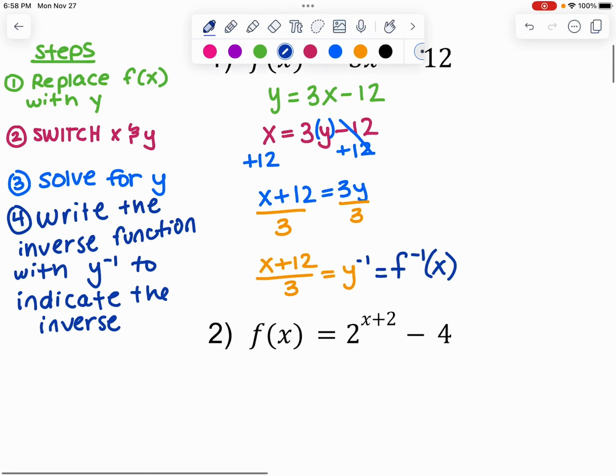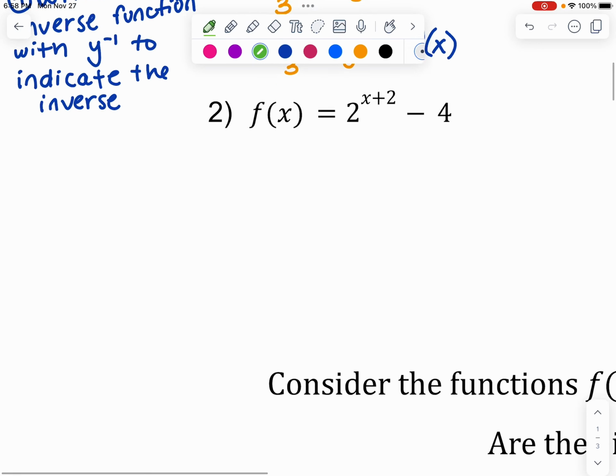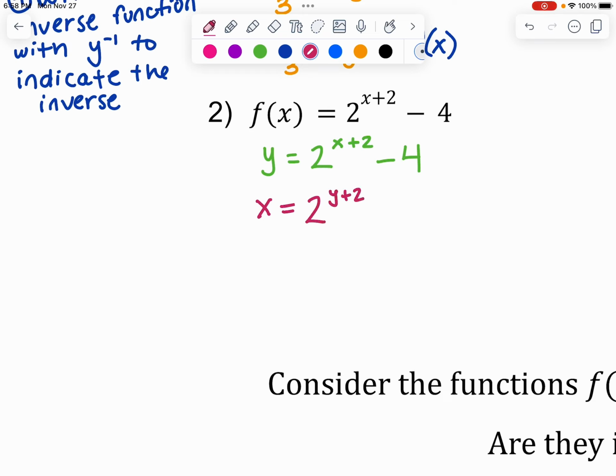Let's try one more together. So question number 2 here. Starting with step 1, we're going to change f of x to y. So y equals 2 to the x plus 2 power minus 4. All right, step 2 is going to be to switch x and y. So this becomes x equals 2 to the power of y plus 2 minus 4.